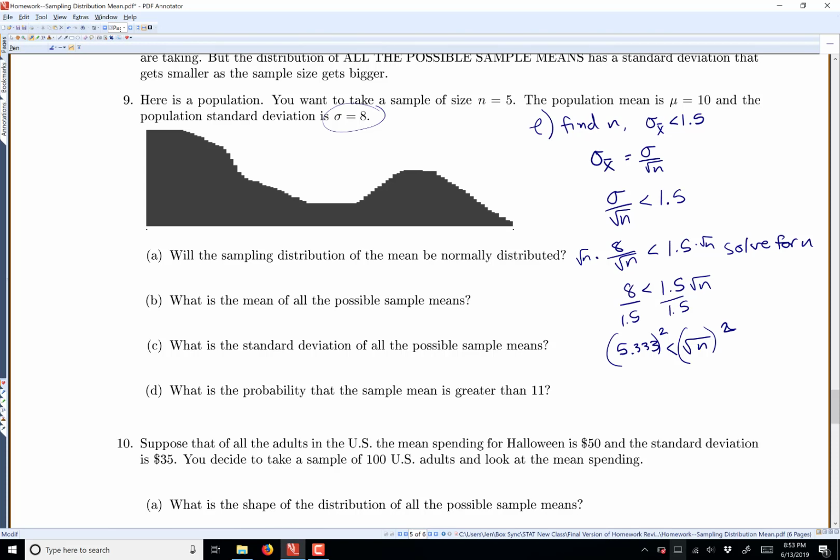So let's see, square that. I get 28.44 is less than n. So we need n to be greater than 28.44.